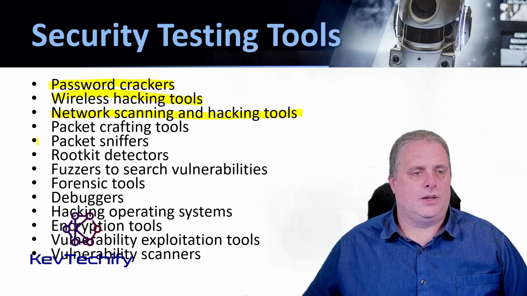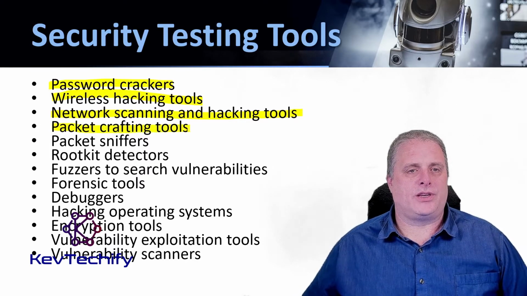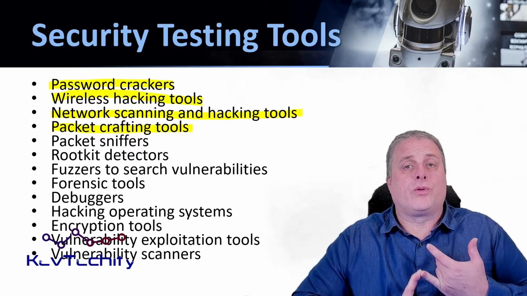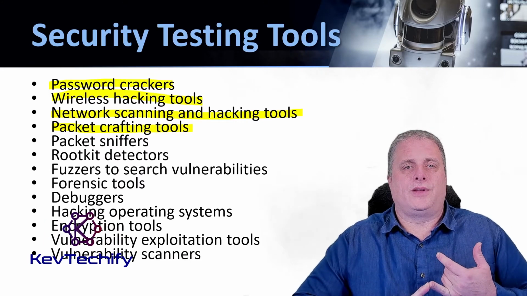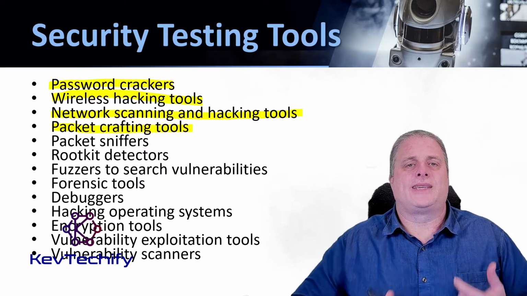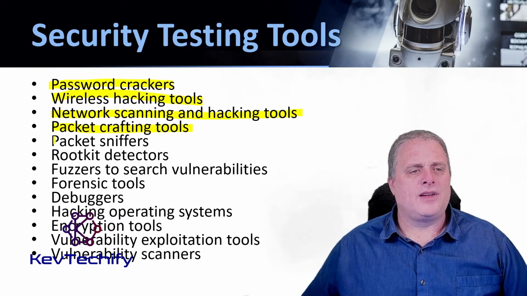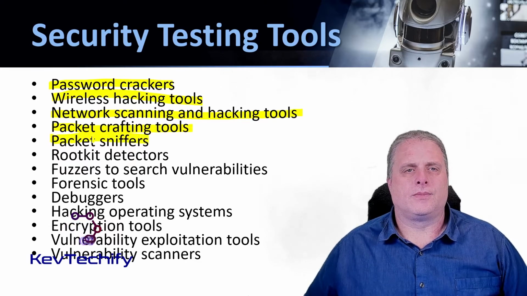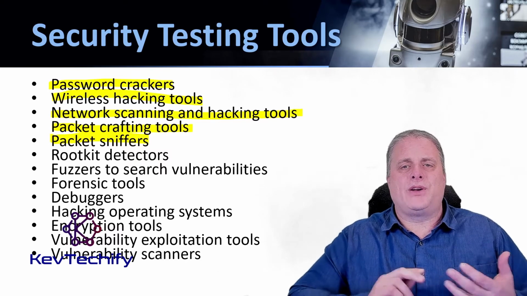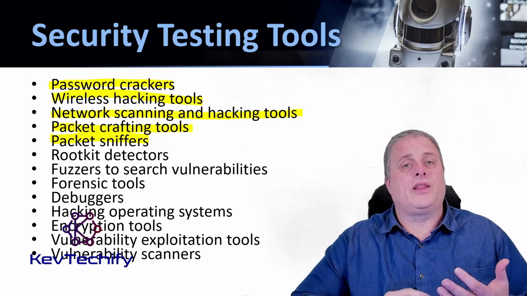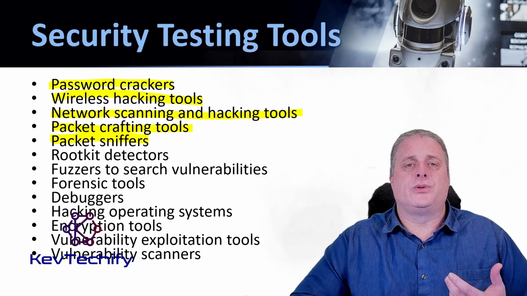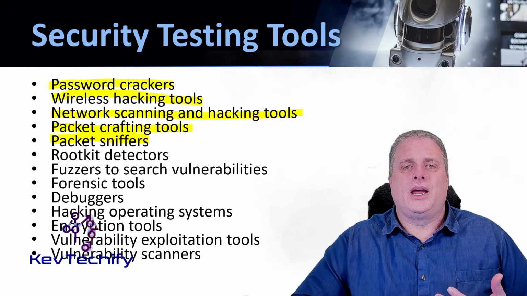Next, we have packet crafting tools. These are used to probe and test a firewall's robustness using specially crafted forged packets. Two examples here are Hping and Scapy. Then we have packet sniffers. Packet sniffers are tools used to capture and analyze packets within a traditional Ethernet LAN or wireless LAN. A couple of these tools include Wireshark, tcpdump, and Ettercap.